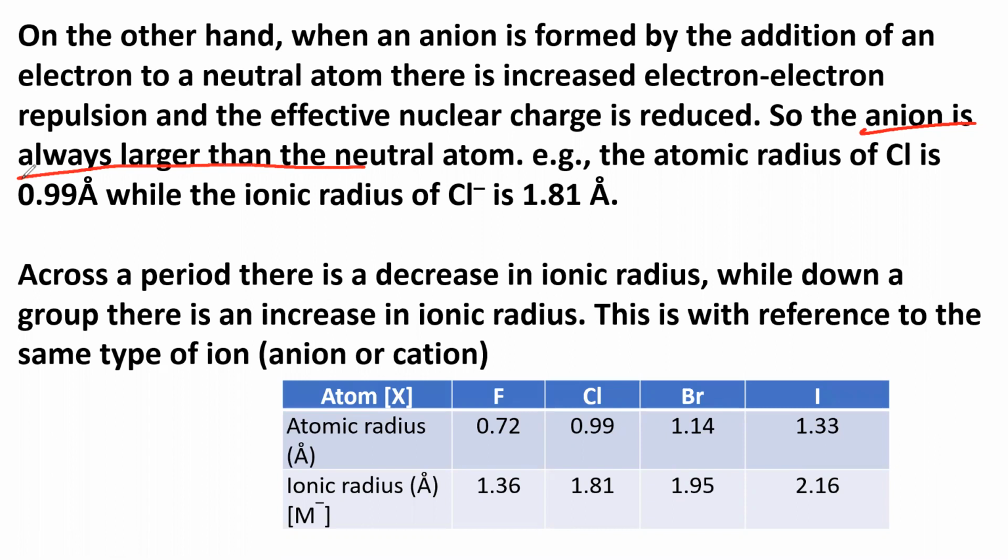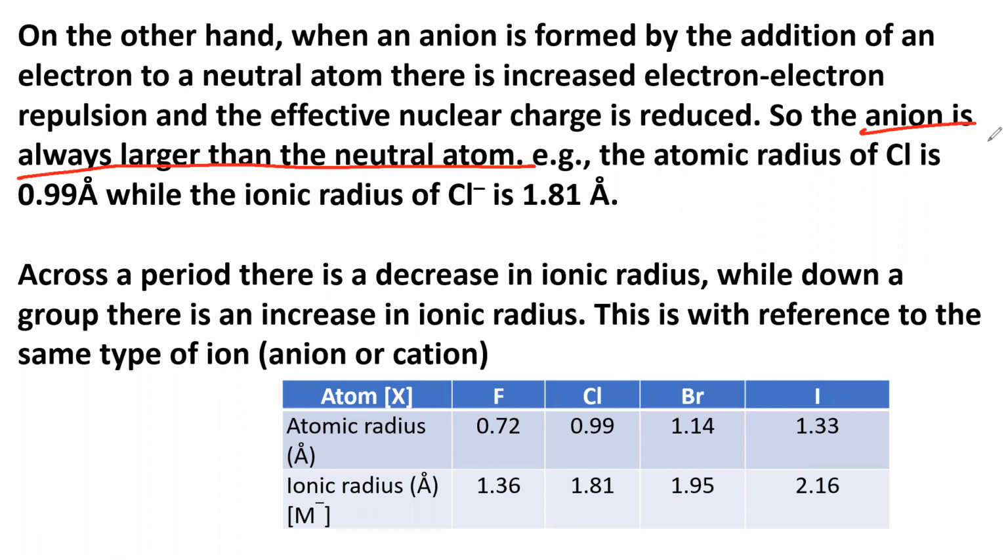Example: the atomic radius of chlorine is 0.99 angstroms, while the ionic radius of chlorine is 1.81 angstroms. Atomic radius and ionic radius are measured in angstroms because of their very small size. So I hope it is clear now.